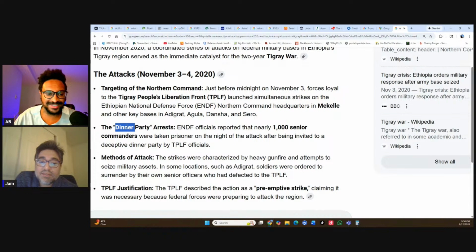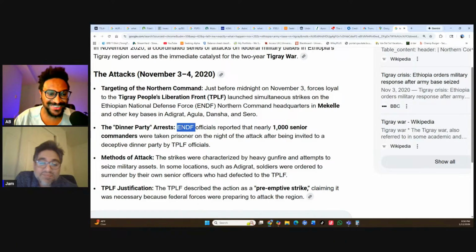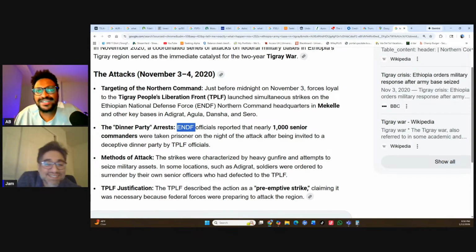The dinner party arrest. Ethiopian Defense Force officials reported that nearly 1,000 senior commanders were taken prisoner on the night of the attack after being invited to a deceptive dinner by the TPLF. Deceptive dinner. Oh, look at that, bro. That's wild. That's an intervention, bro. This was like treason, January 6th if they actually succeeded, but way worse. This is what we went through in November 2020.